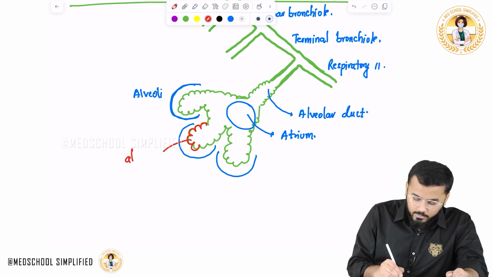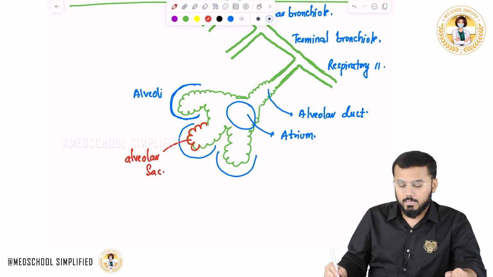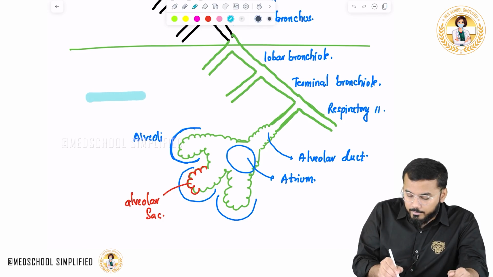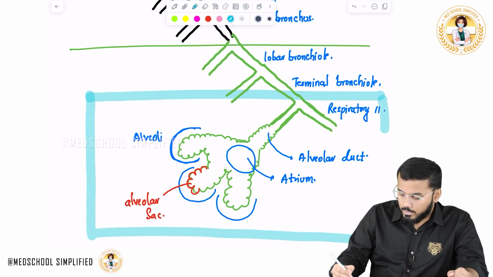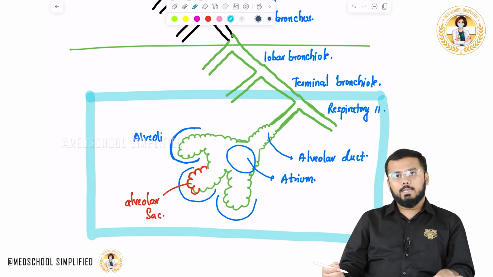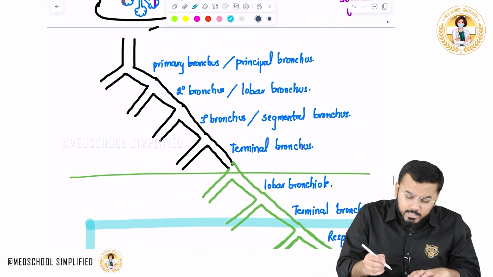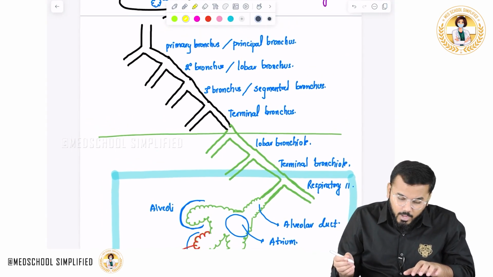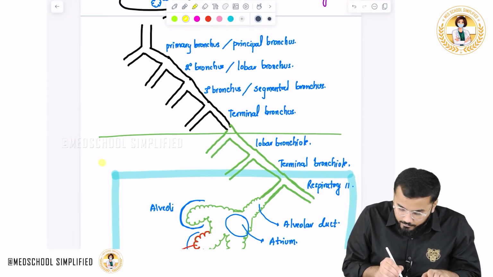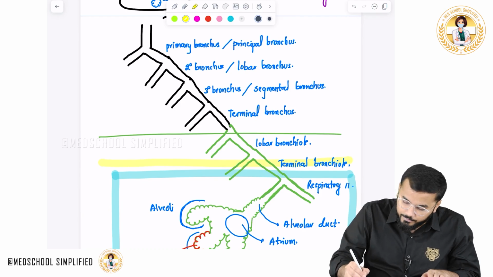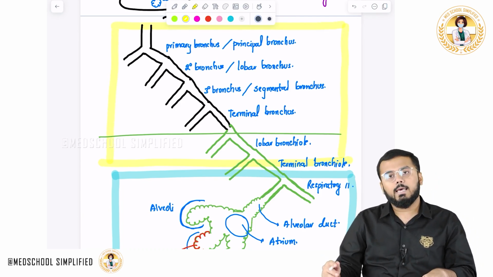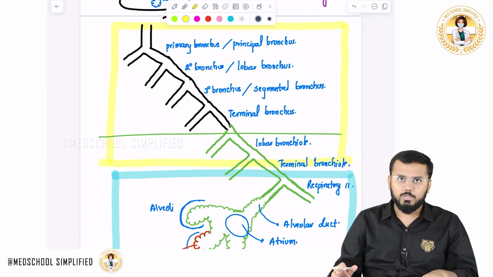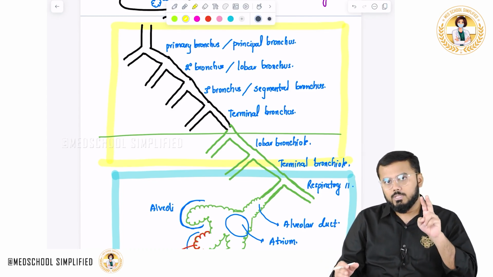Each one is called an alveolar sac. Now all the way from the respiratory bronchiole till here, this part is called the respiratory part. And above this respiratory part, this entire part is called the terminal or conducting portion. So there are two portions within this bronchial tree.